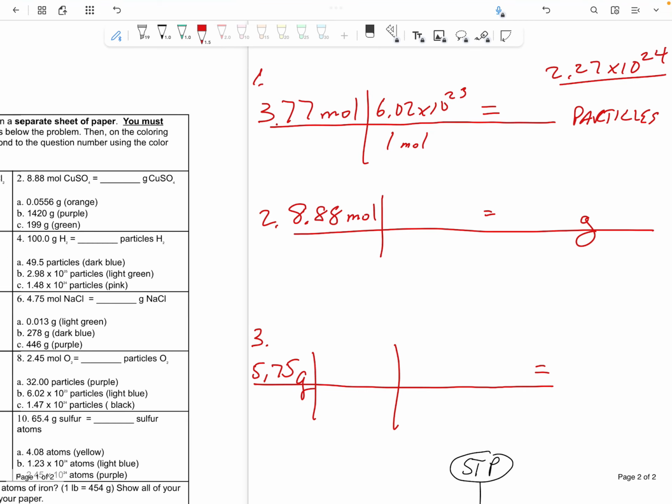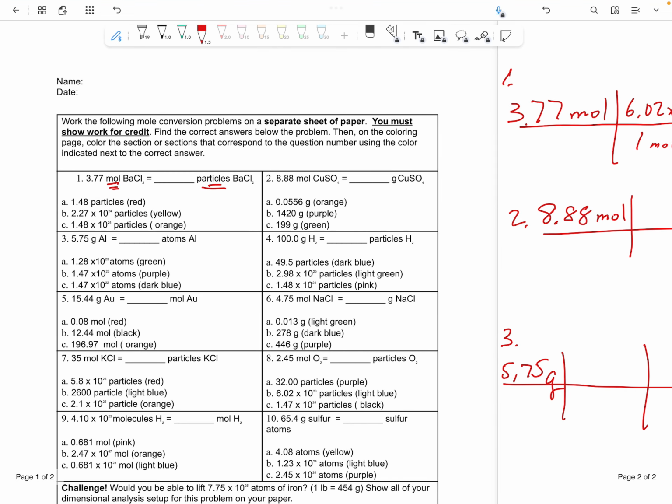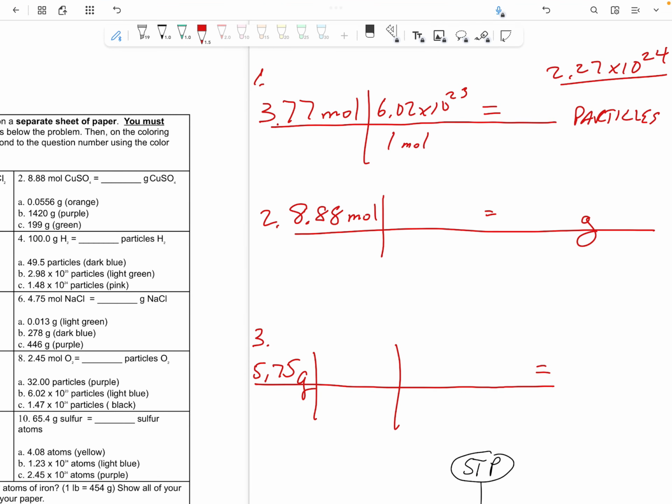So what you do is you go over here and you find the answer that looks like that, and it happens to be this one right here. So you're going to find every space on that coloring mole that has a 1, and you're going to color everything in there yellow. Okay? So again, there's the problem. You start off with 3.77 moles. You're trying to find particles. So the conversion going from moles to particles was 6.02 times 10 to the 23rd over 1 mole, and that's a multiplication problem.